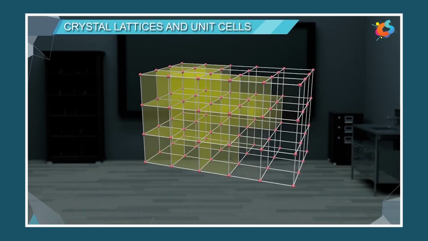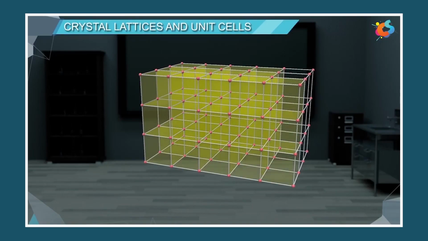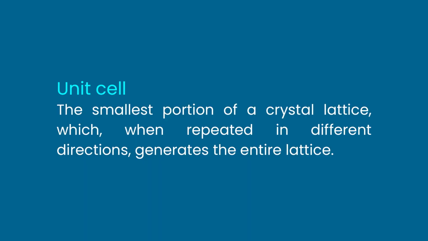If you observe this crystal lattice, we can notice that there is a small group of lattice points which repeats itself again and again to form the entire crystal lattice. This small group of lattice points is known as the unit cell. Therefore, a unit cell can be defined as the smallest portion of a crystal lattice which, when repeated in different directions, generates the entire lattice.